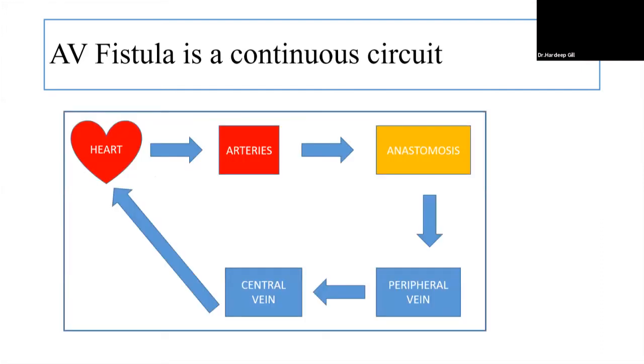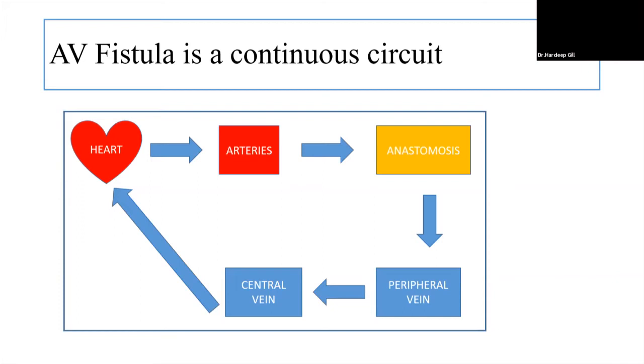Now, one very important thing to know is that an AV fistula is a continuous circuit. It's not just an anastomosis between an artery and a vein. Blood flows from the heart through the arteries, through the anastomosis that the surgeon has created, and returns via the peripheral vein, which is now the cephalic vein or the basilic vein, into the central veins, which are axillary, subclavian, innominate, superior vena cava, and finally into the heart. So this is a whole circuit.